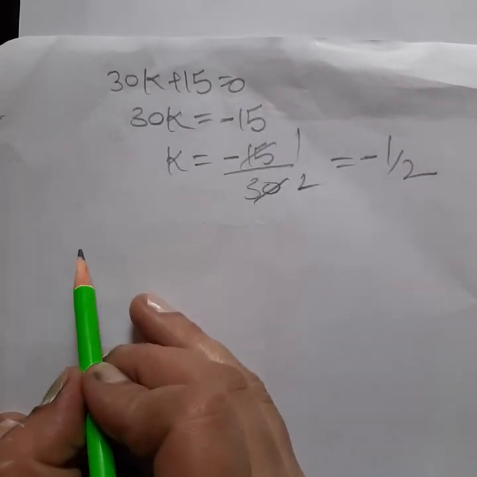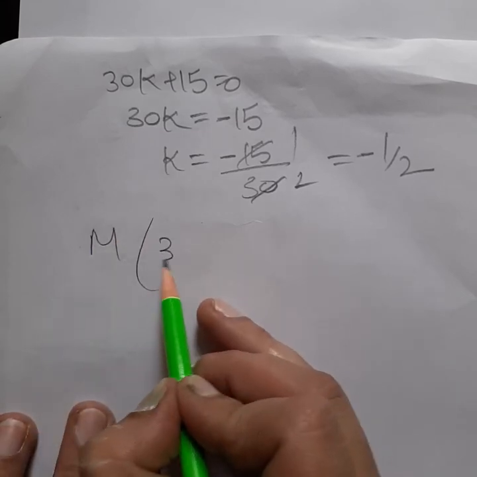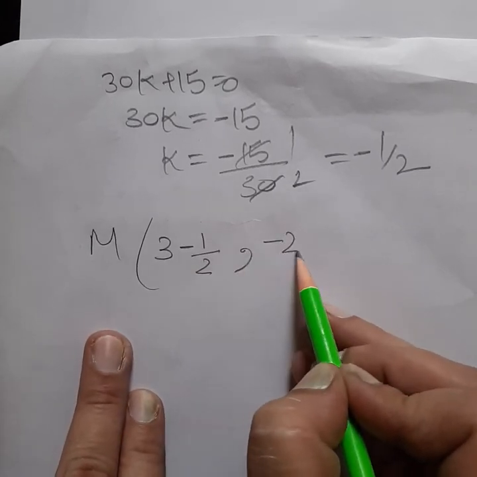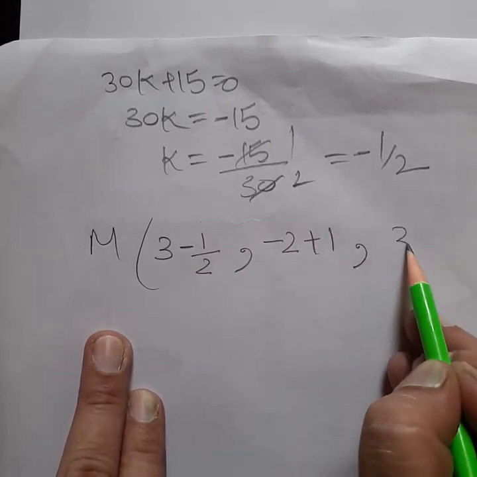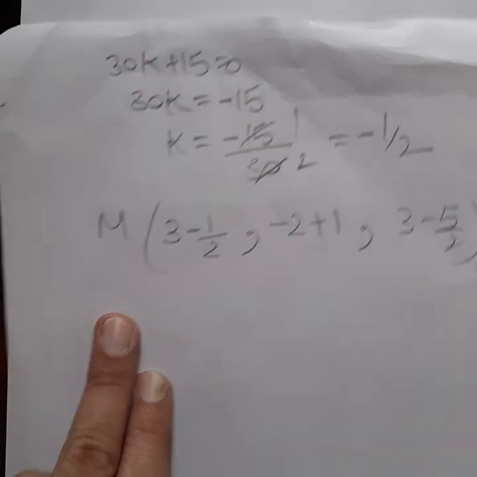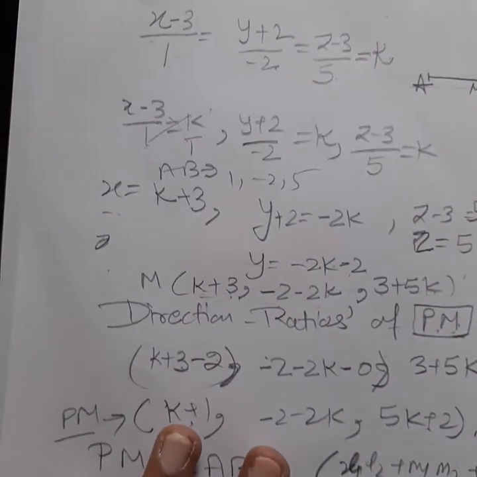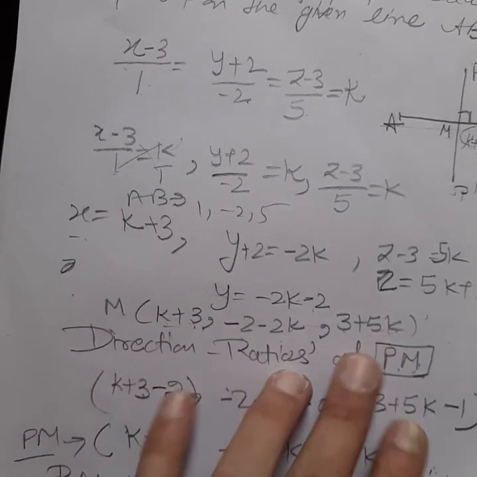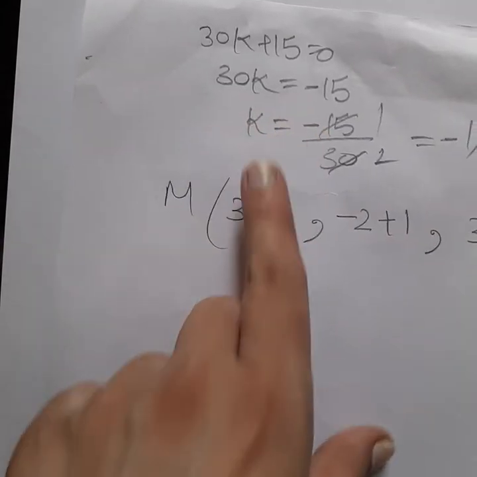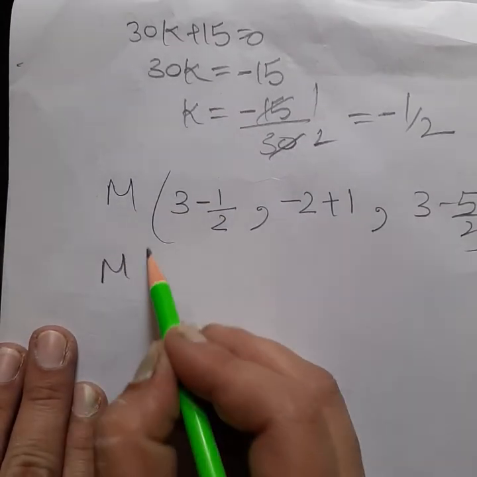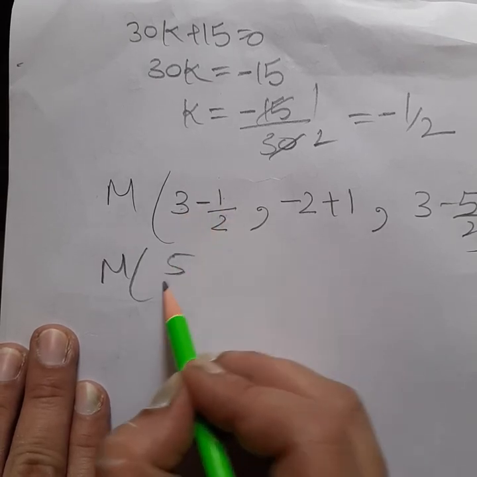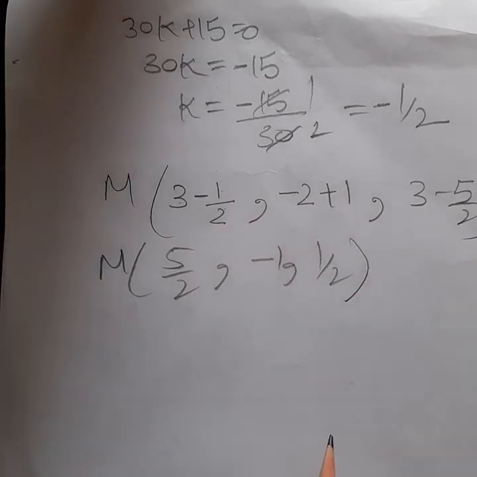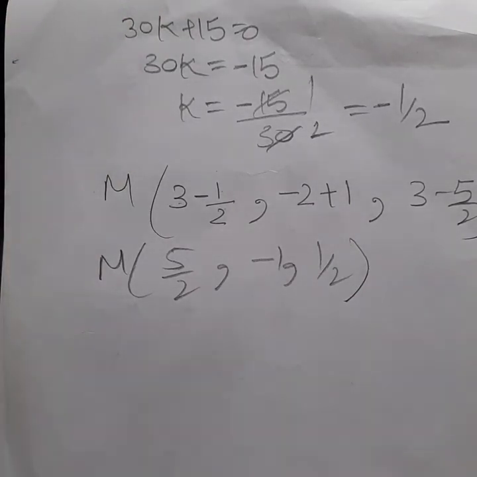If we put this value in place of k in the point M, you can see that the point M is k plus 3, minus 2 minus 2k, 3 plus 5k. So we have to put the value of k in our point, and by solving it, we get 5 by 2, minus 1 and 1 by 2. So students, this is our foot of perpendicular.